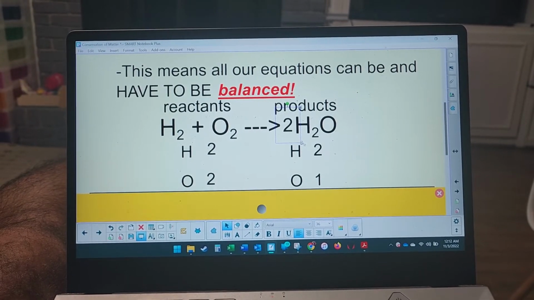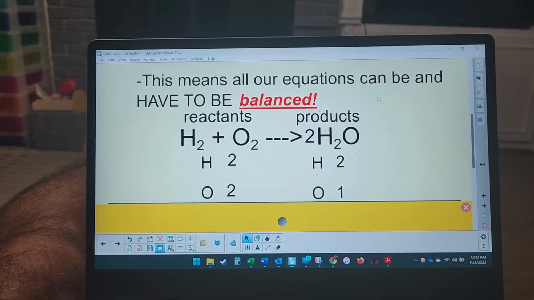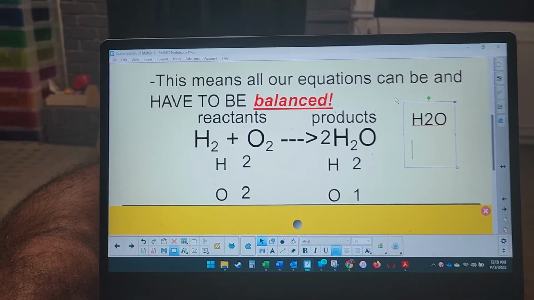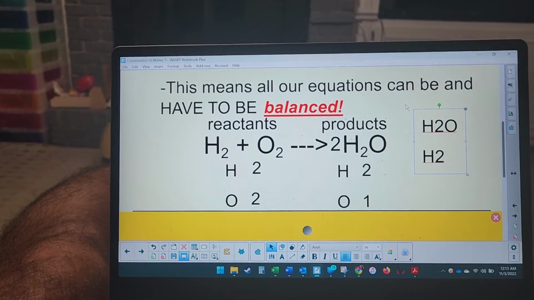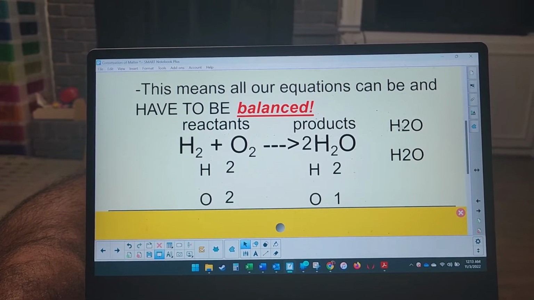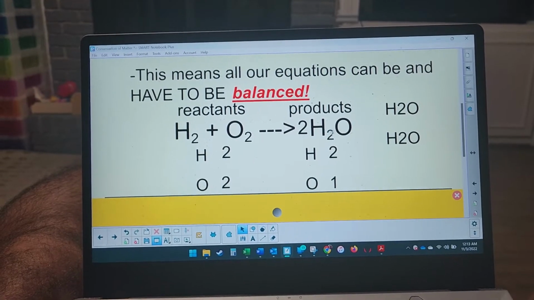So coefficients go in front of the number here, and they're pretty straightforward. All coefficients mean is how many of an atom or how many of a molecule are present in an equation. So if I have 2 H2O, it literally means I have 2 H2Os, H2O and H2O. So that means 2 H2Os.